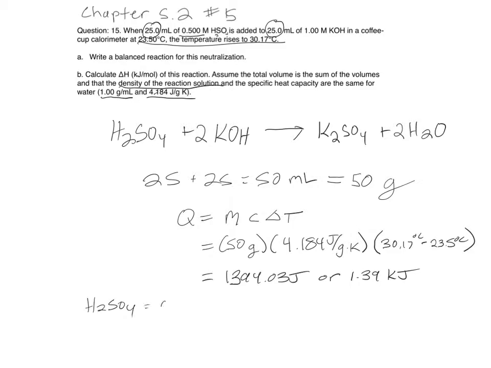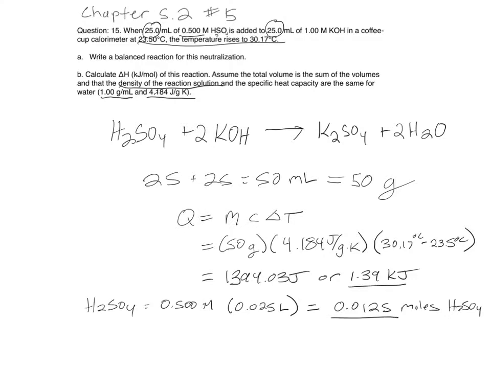H2SO4 is 0.500 molar. And then they also told us that they used 25 milliliters of it, and 25 milliliters is also equal to 0.025 liters. Multiply those together and we get 0.0125 moles of H2SO4.